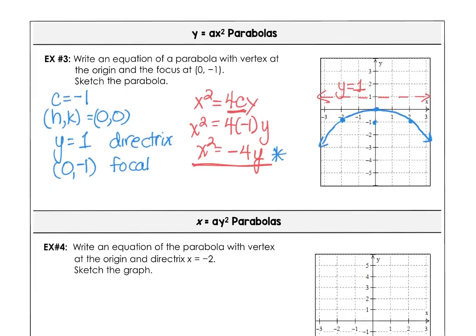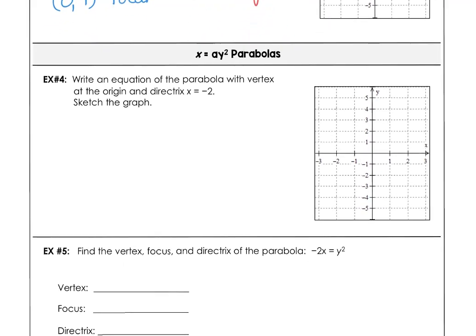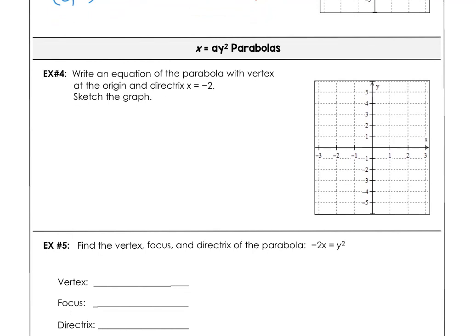Let's look at example 4. We want to write an equation of the parabola with the vertex at the origin and the directrix at x equals -2. So this is our directrix. It's a vertical line. That tells us that our model is going to be x equals a y squared. So we have x equals 4c y squared, or 4cx equals y squared.